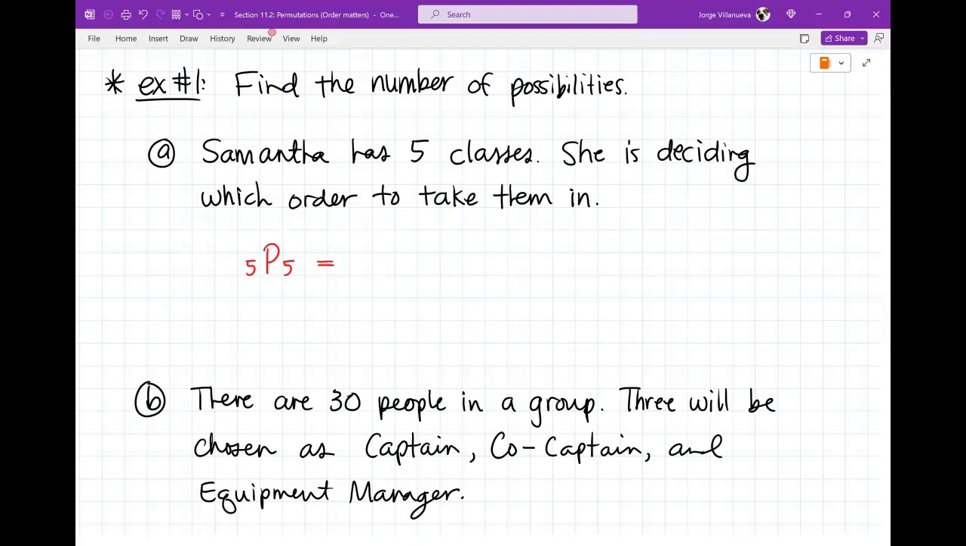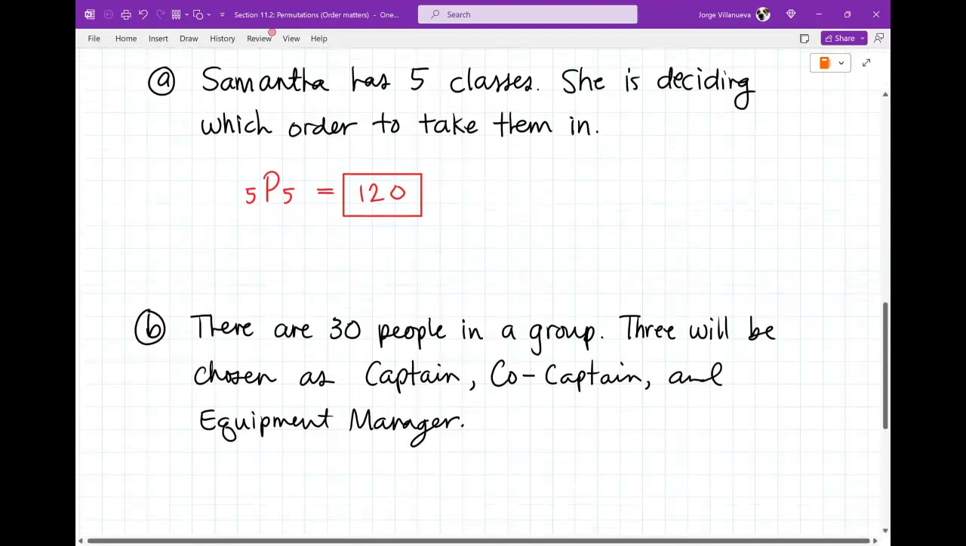So if I put that into my calculator, 5, pick 5, how much do I get? There's 120 different ways that she can pick 5 different classes in order, right? So it can be, we'll just say A, B, C, D, E. So it could be A, B, C, D, E, or maybe B, A, C, D, E, maybe C, A, D, B, E, right? Like you can change them all around, whatever order. There's 120 ways to do that. Okay? So, again, this isn't that difficult to do. You just got to know how to write it out.